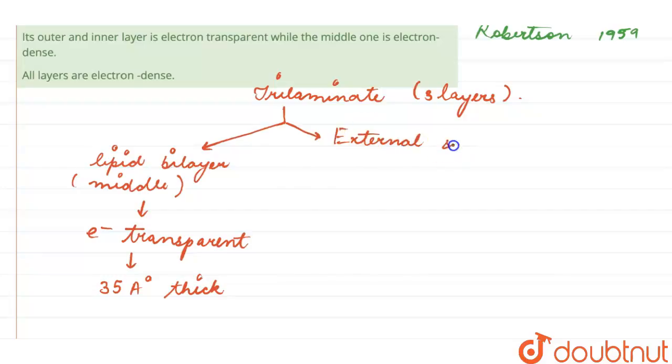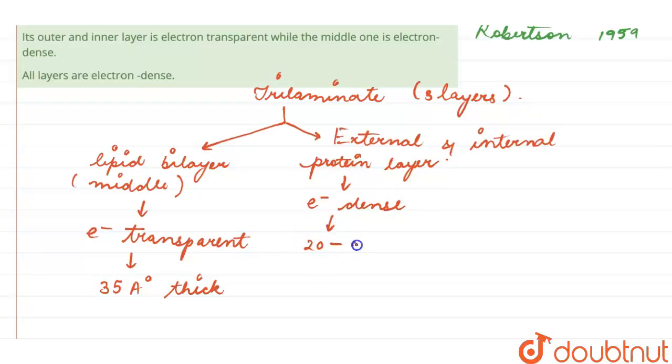Then the other layers were the external and internal protein layers. These external and internal layers were formed of proteins, and they were electron dense. They were 20 to 25 angstrom thick.